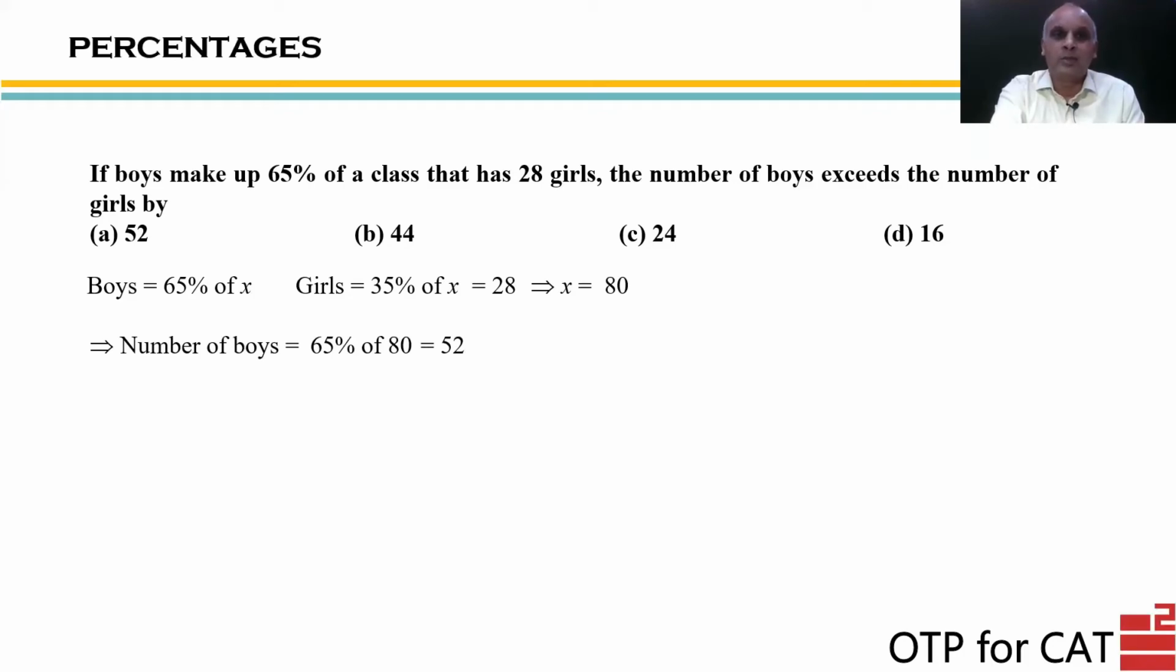Number of boys is 52 and number of girls is 28. So boys exceed girls by how many? Boys minus girls, that means 52 minus 28, and that is 24. And that is the answer.